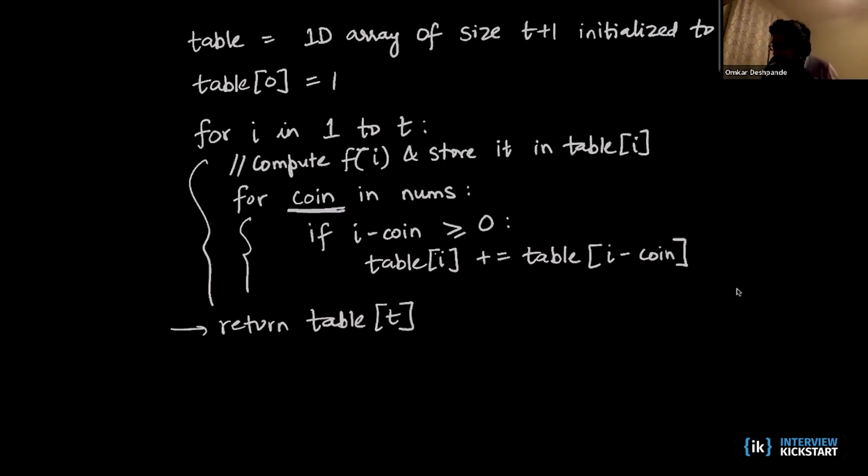So how much time did this take? The time complexity of this piece of dynamic programming code is basically a double for loop with fixed boundaries. This inner for loop is going to run n times, where n is the length of the nums array, and the outer for loop is always going to run t times. So the time is going to be n times t.